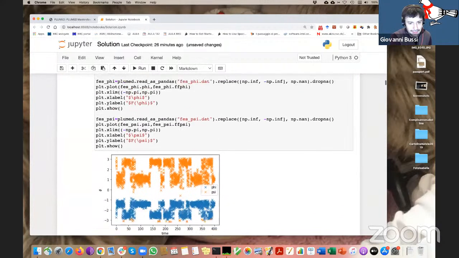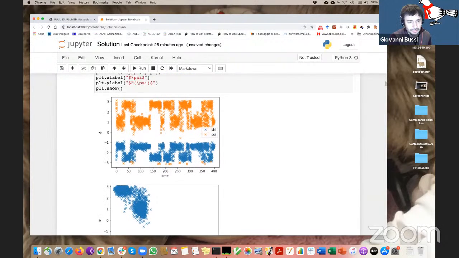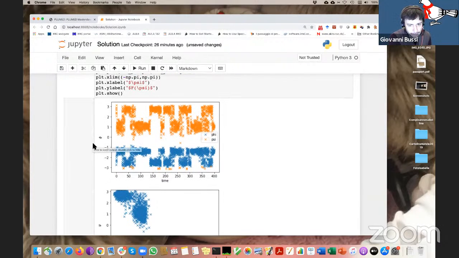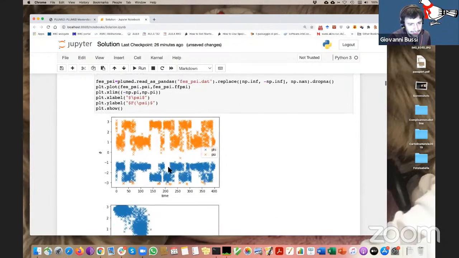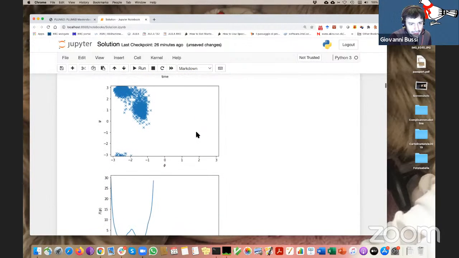So let's see the graphs that come out. Okay, so the first one is phi and psi as a function of time. There's an error in the axis label. So the blue one is phi that is negative, and the orange one is psi that is positive. And then here you see phi against psi. You see that there are basically two basins here, one here and one here.